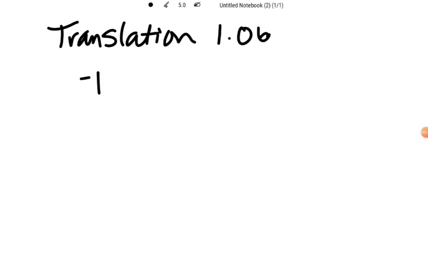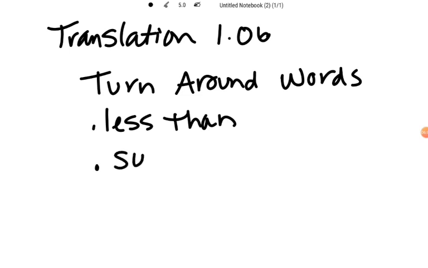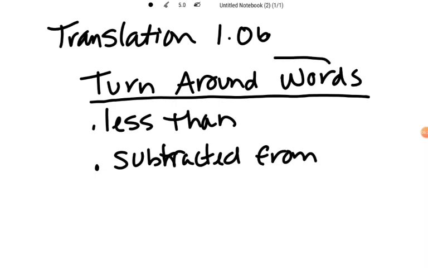When you see these words, we call them the turn around words. That means you're going to actually flip the expression. So less than, subtracted from. Okay, and I'll show you when you get into this what I mean by turning around the words. Okay, we do an arrow.